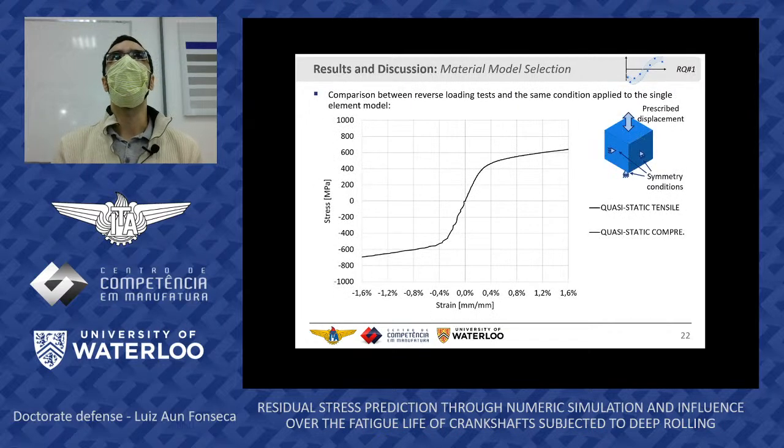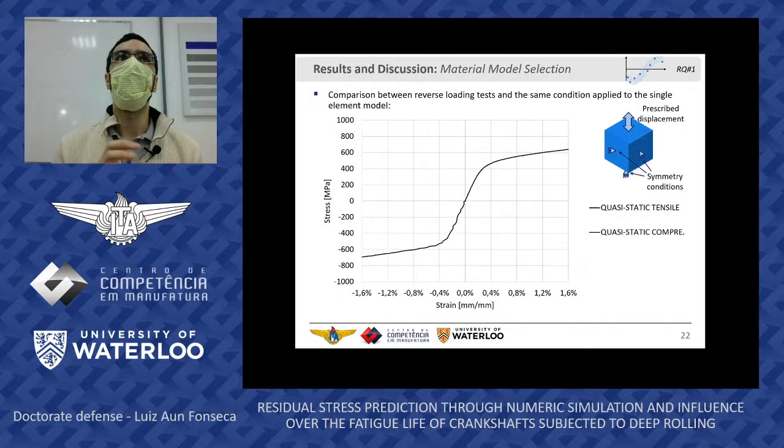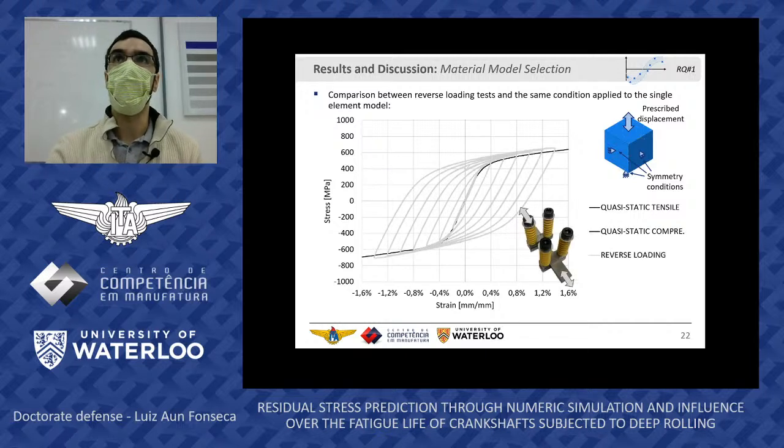Again, just to remind it, how to model the deep rolling process to predict residual stress generation. First, we need to correctly select a material model to be inputted into our deep rolling model. So the first thing that we did was to get the monotonic results and input them into the single element model. And the results will be compared to the reverse loading test that we have made.